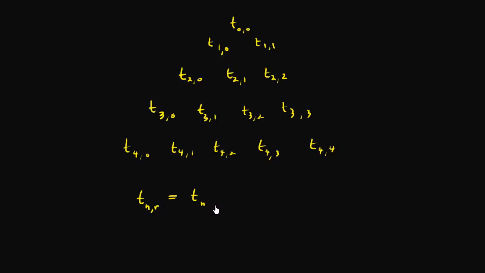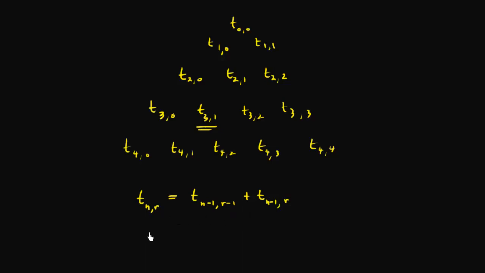So the row above it would be T sub n minus 1, comma, and let's say I wanted to calculate T sub 3 comma 1, it would be equivalent to this term, which is in the diagonal before, in the row before. So that would be T sub n minus 1 comma r minus 1. And I'm going to have to add to that the term in the row before it with the same diagonal number. So if its diagonal number is r, the same diagonal number would just be r.